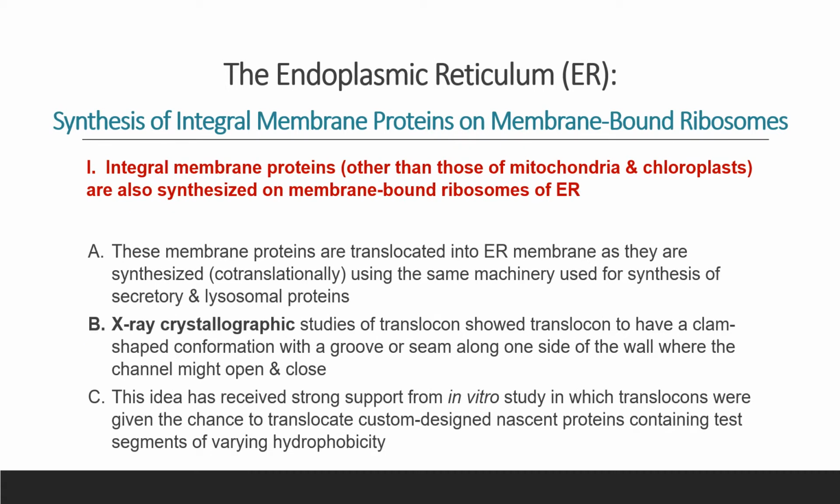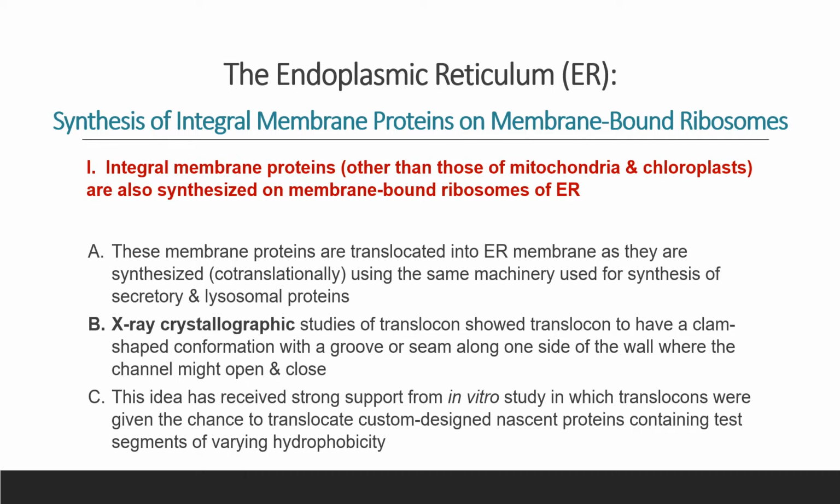So for the synthesis of integral membrane proteins on the membrane-bound ribosome: integral membrane proteins, other than those of the mitochondria and chloroplast, are also synthesized on the membrane-bound ribosomes of the ER. These membrane proteins are translocated into the ER membrane as they are synthesized, using the same machinery used for the synthesis of the secretory and lysosomal proteins.